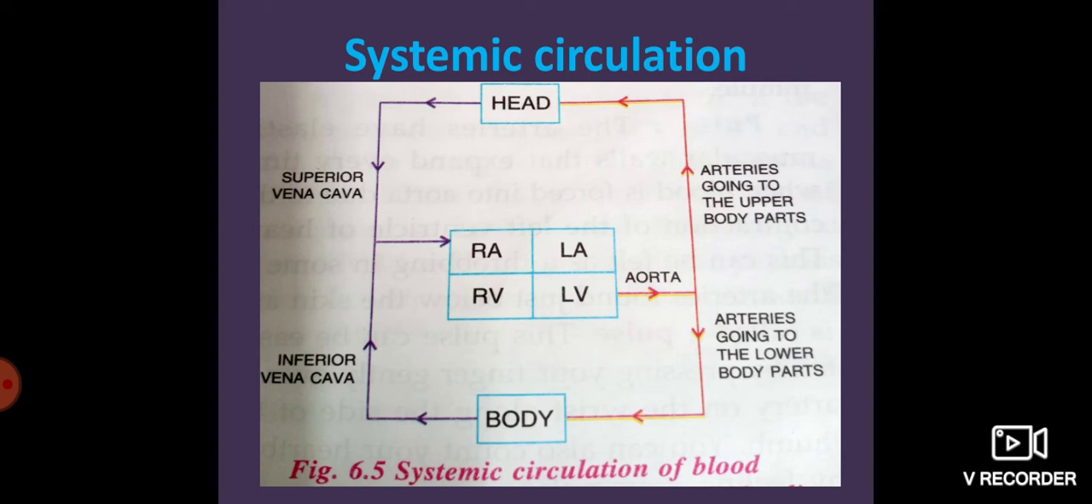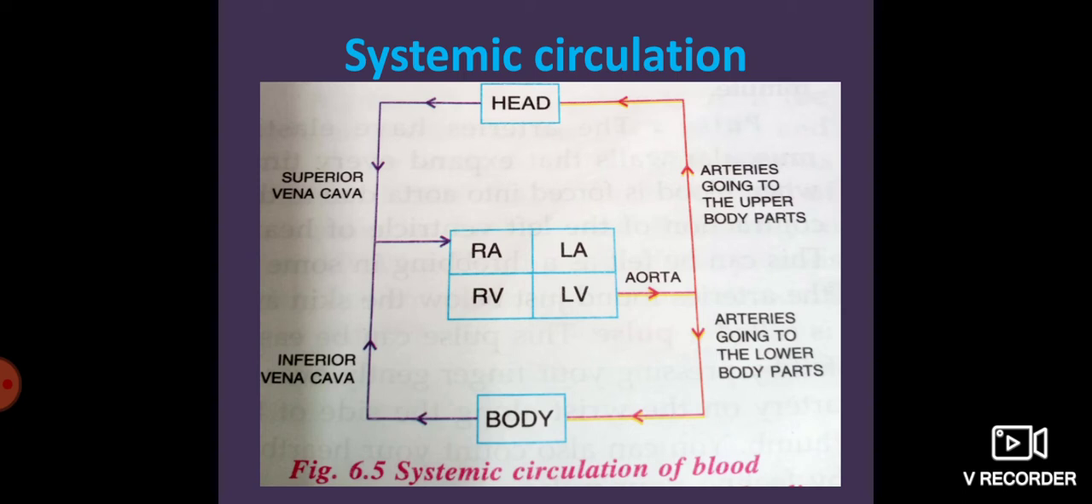So systemic circulation means that in this type of circulation, oxygenated blood from the left side of the heart is distributed to all parts of the body except the lungs. The circulation of blood from the heart to different parts of the body is called systemic circulation. So in systemic circulation, the heart and the entire body are involved.